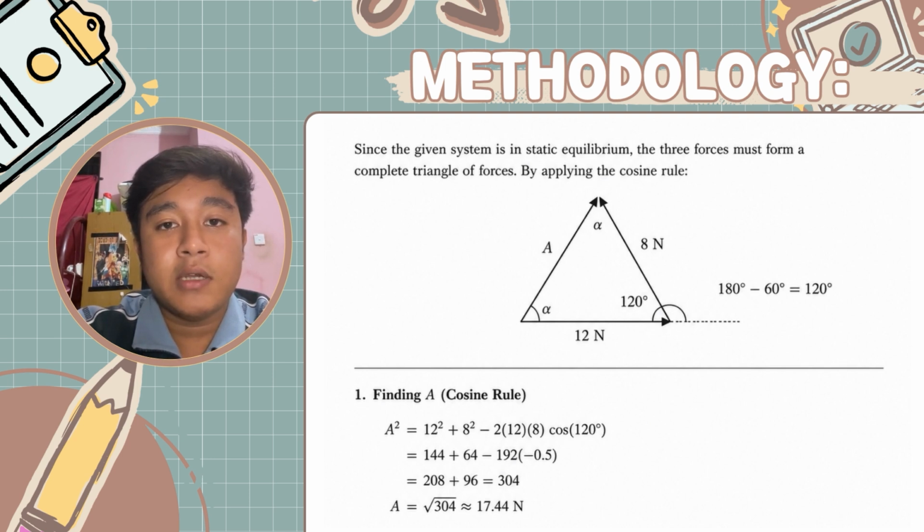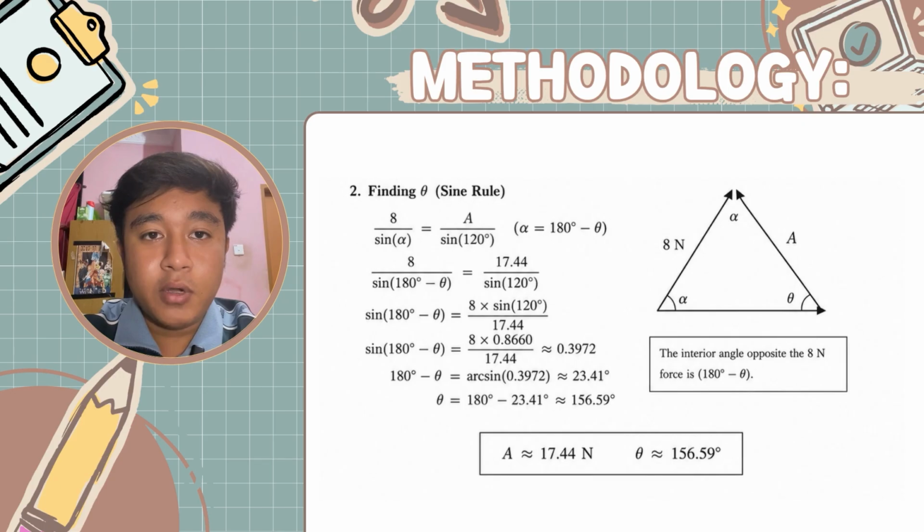A squared equals 144 plus 64 minus 192 multiplied by negative 0.5. Since the cosine of 120 degrees is negative 0.5, A squared equals 208 plus 96. A squared equals 304. Taking the square root, A equals the square root of 304, which is approximately 17.44 newtons. After finding the magnitude of A, we use the sine rule to calculate the angle theta.